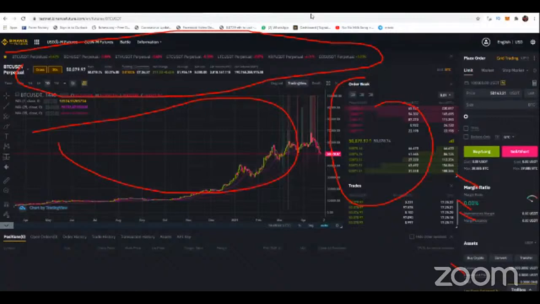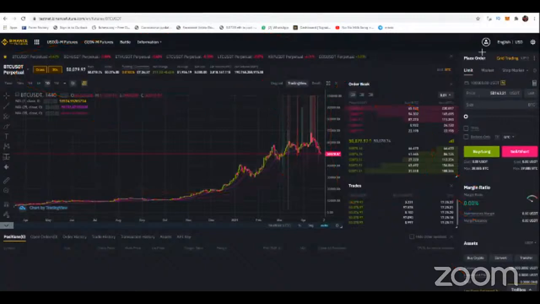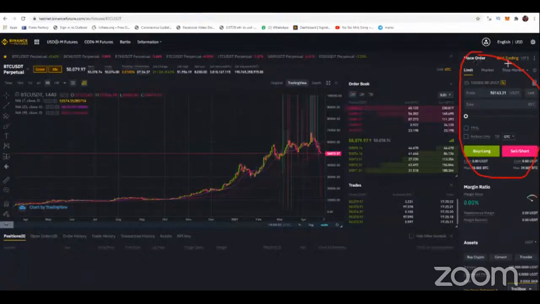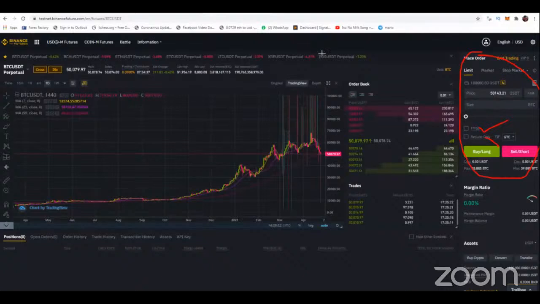The only one left for us right here is this area, how we are going to be taking our trade, considering the limit order, the market order, or the stop market order, and this is the stop loss and reduce only. So I'm just going to explain this part for us, and then we go into trading strategies.